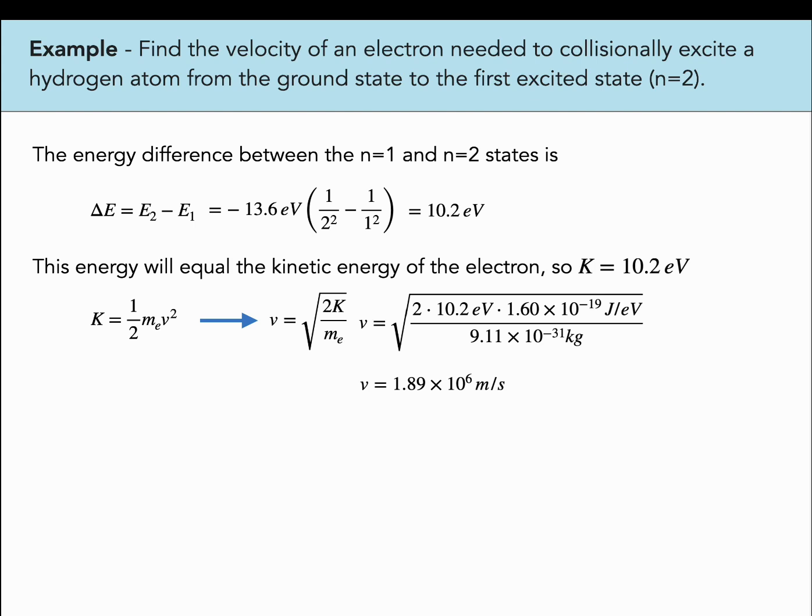So we find that the velocity of the electron must be at least 1.89 million meters per second. So that's about half of 1% of the speed of light. And I should say, this is the minimum velocity needed. You could have an electron going faster than this and only transfer some of its kinetic energy into the hydrogen atom to excite it. So this would be the minimum velocity required to collisionally excite it.